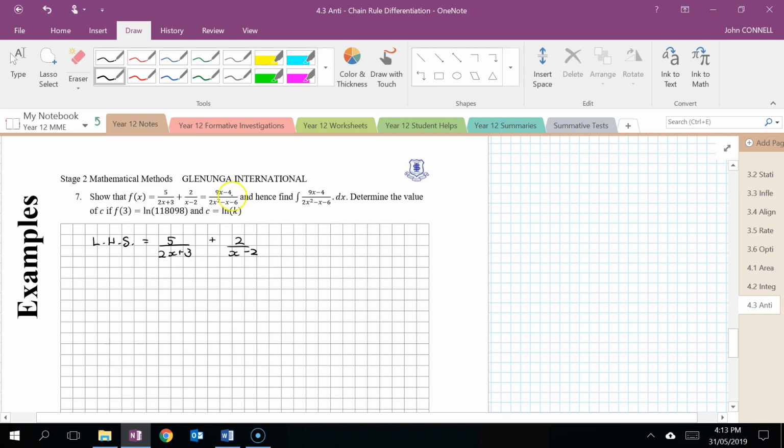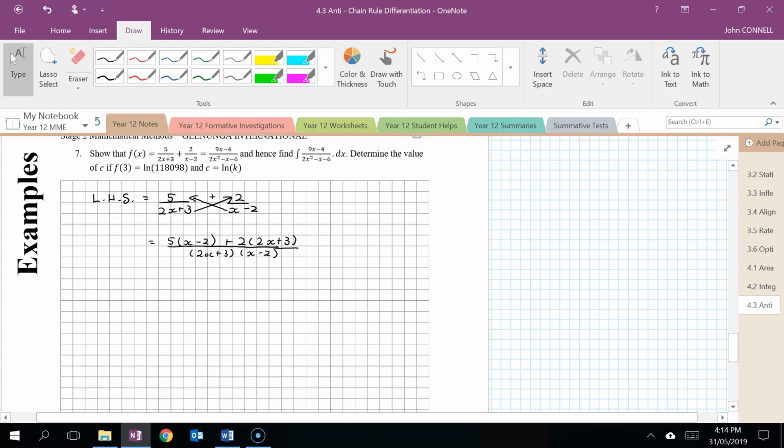So we need to show that that's equal to this function here. In this case, this denominator comes up the top there, that denominator comes up the top there, and both multiply to form the new denominator. So it's all over 2x plus 3, x take 2. So it's 5 outside of x take 2 plus 2 times by 2x plus 3. Now this is a show that, so we need to show enough working.